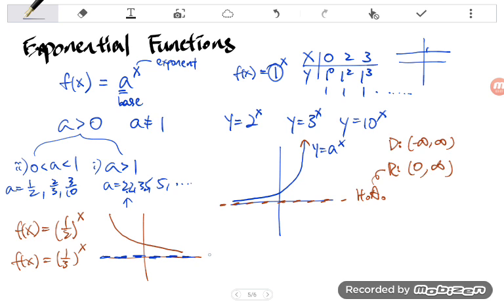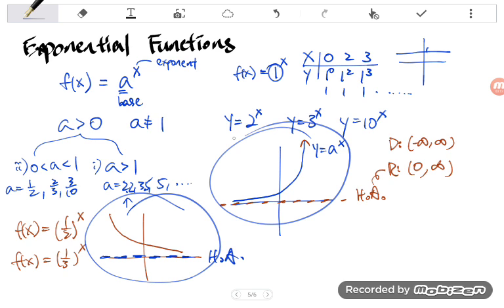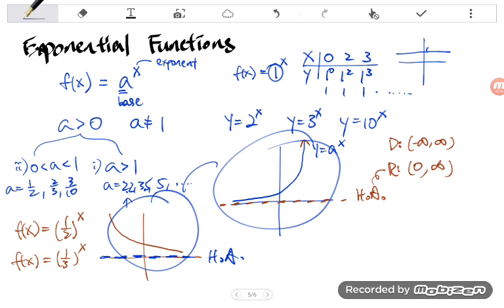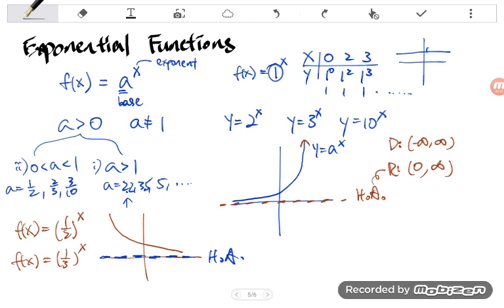Now, if you compare what I have here with what I have here, what do you think? There is some sort of geometrical symmetry here. Is it possible for me to get from this graph to that graph, or from that graph to this graph, through some sort of transformation? Think about it. I hope you guys thought about it.